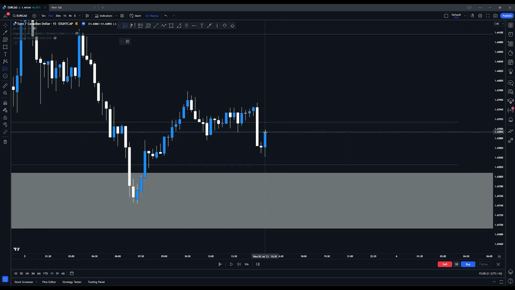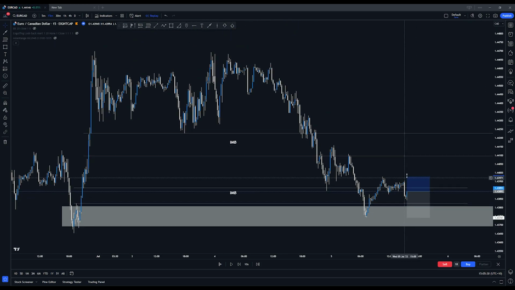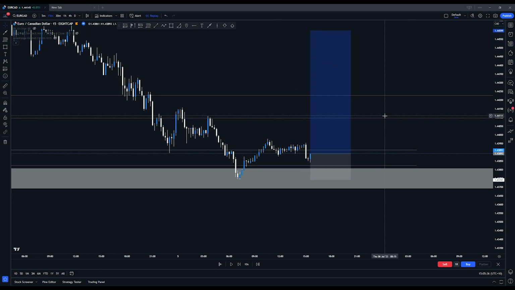So I took a buy at the top of this candle, and I had my stop loss down below here with a take profit at the very top of that last swing high on the hourly. So this was the entry.